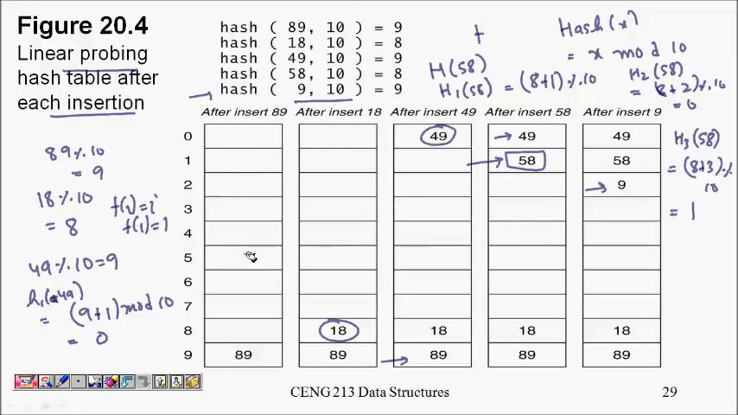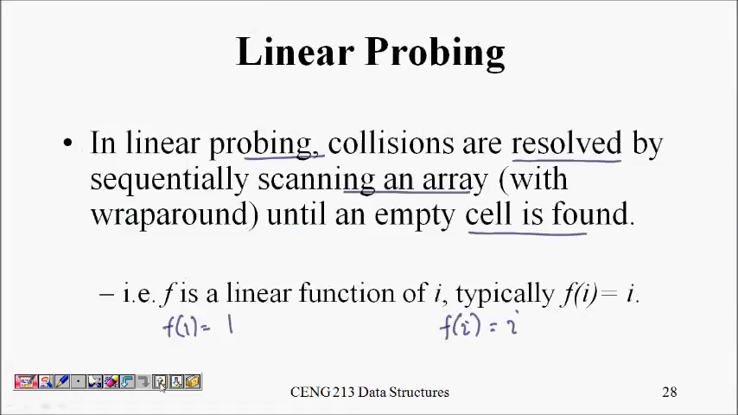So the last one, let's try to do again. H of 9 will be 9, so that is filled. So h1 of 9 will be 9 plus 1 modulo 10, so 10 becomes 0, it goes here, filled. h2 of 9 will be 9 plus 2, 11 modulo 10, which is again 1, it cannot go here. h3 of 9 is 9 plus 3, so 12 modulo 10, it goes to 2 and it finds its place here. Okay, so this is what is happening in linear probing.